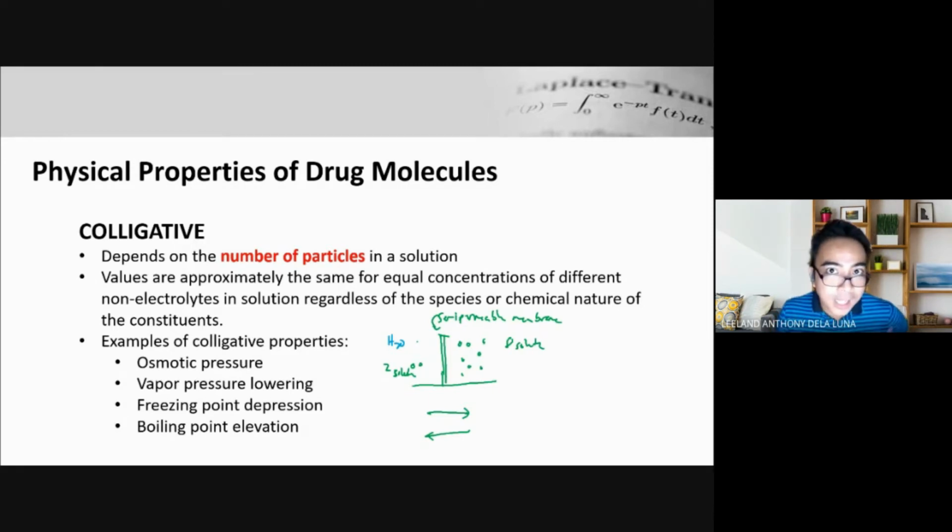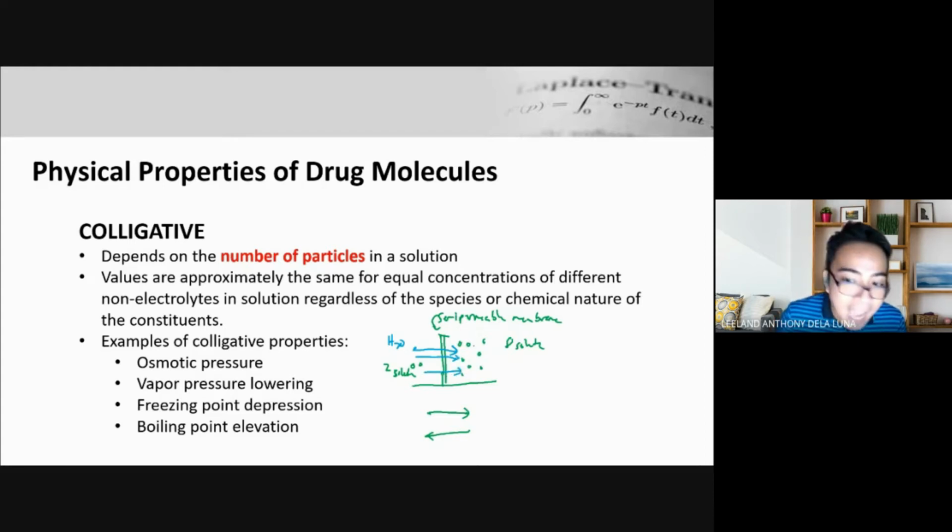Kasi ano ba ang goal, class, ng water? Ang goal ni water is always to dilute. Okay? To make sure that the concentrations in both sides of the membrane are equal. Okay? Until it achieves equilibrium. So, ang gagawin ngayon ni water, class, is going to go to the right. Si water kasi can cross the semi-permeable membrane, but the solutes cannot. Okay? So, therefore, ang gagawin ni water, patungo siya dito.